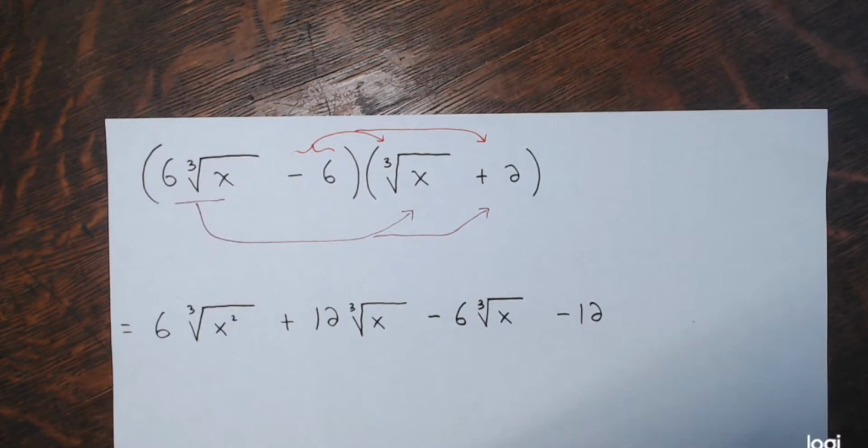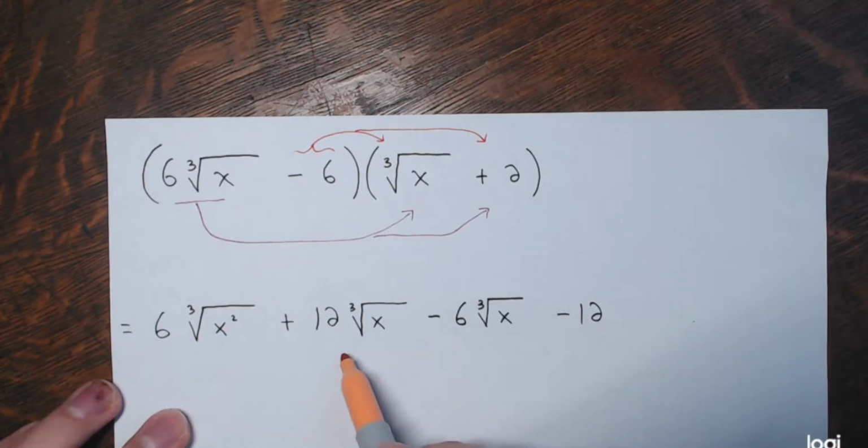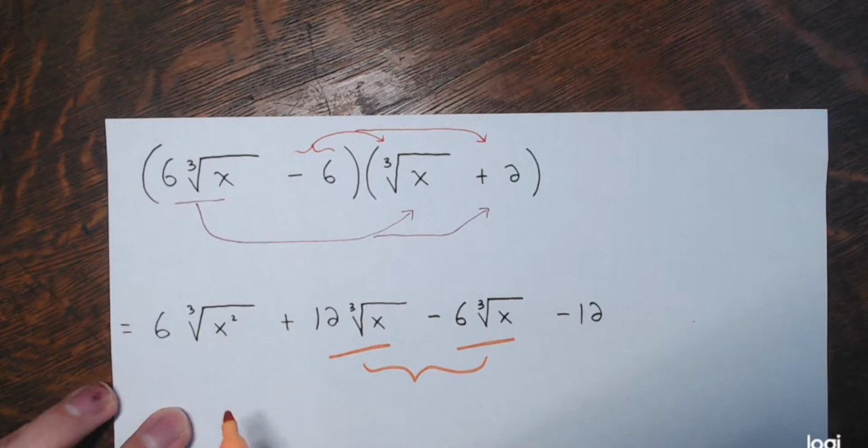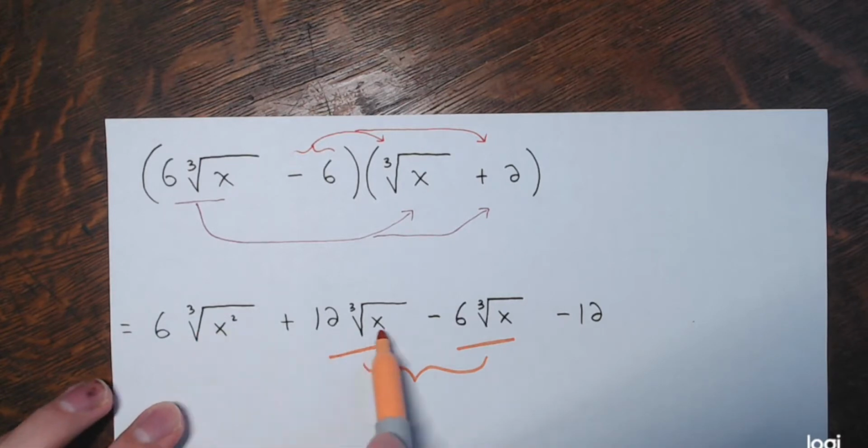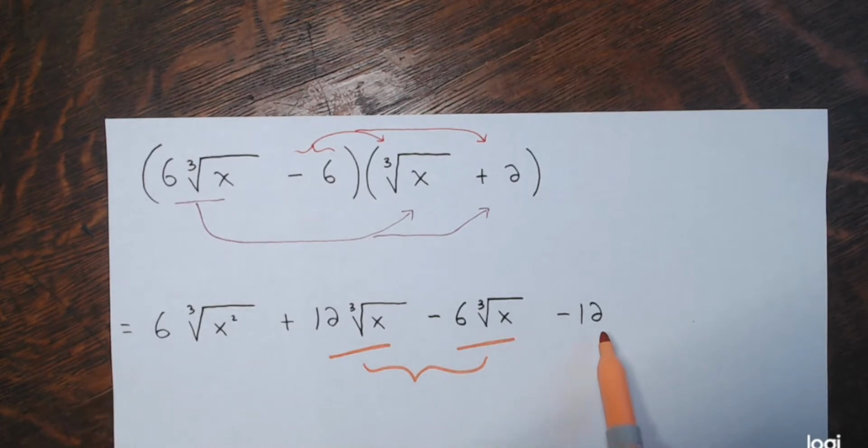And then the only terms that are like terms here are these two in the middle. They're like radicals, so those go together. Cube root of x, cube root of x. This one does not, because it has a different radicand, right? x squared instead of x. And then the other is not a radical at all, just minus 12.